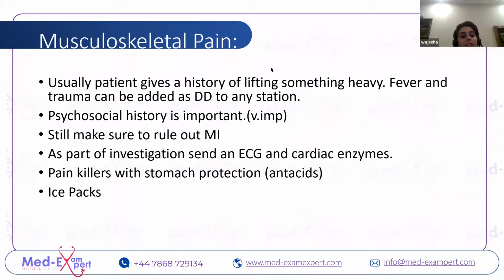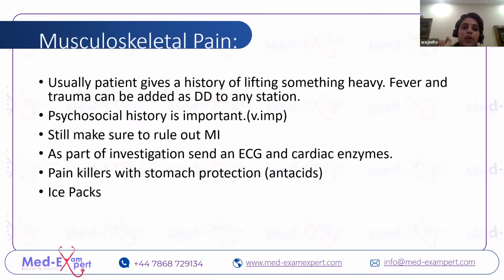Okay, the next station is the musculoskeletal pain, right? So again, I told you, just generalize the station. Apply Socrates to the pain. Now, what the patient is going to give you is a gradual onset history. I lifted something heavy, doctor, and I think I have hurt my back, and that's the reason. The patient will tell you on his own, right? It's a very easy station. The patient will tell you, I lifted something, I got hurt, the pain has started, and now it's not going anywhere. I have tried. Now listen to it, doctor.